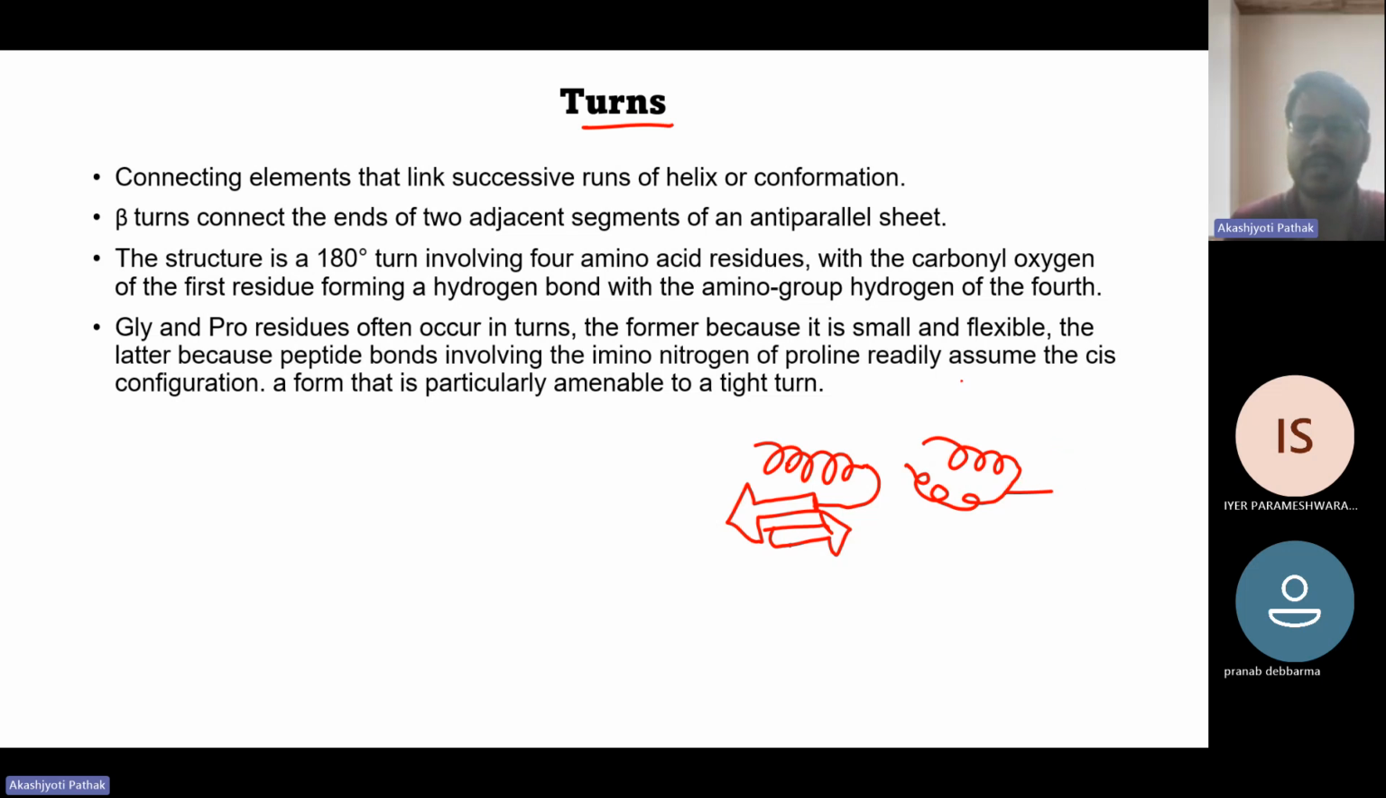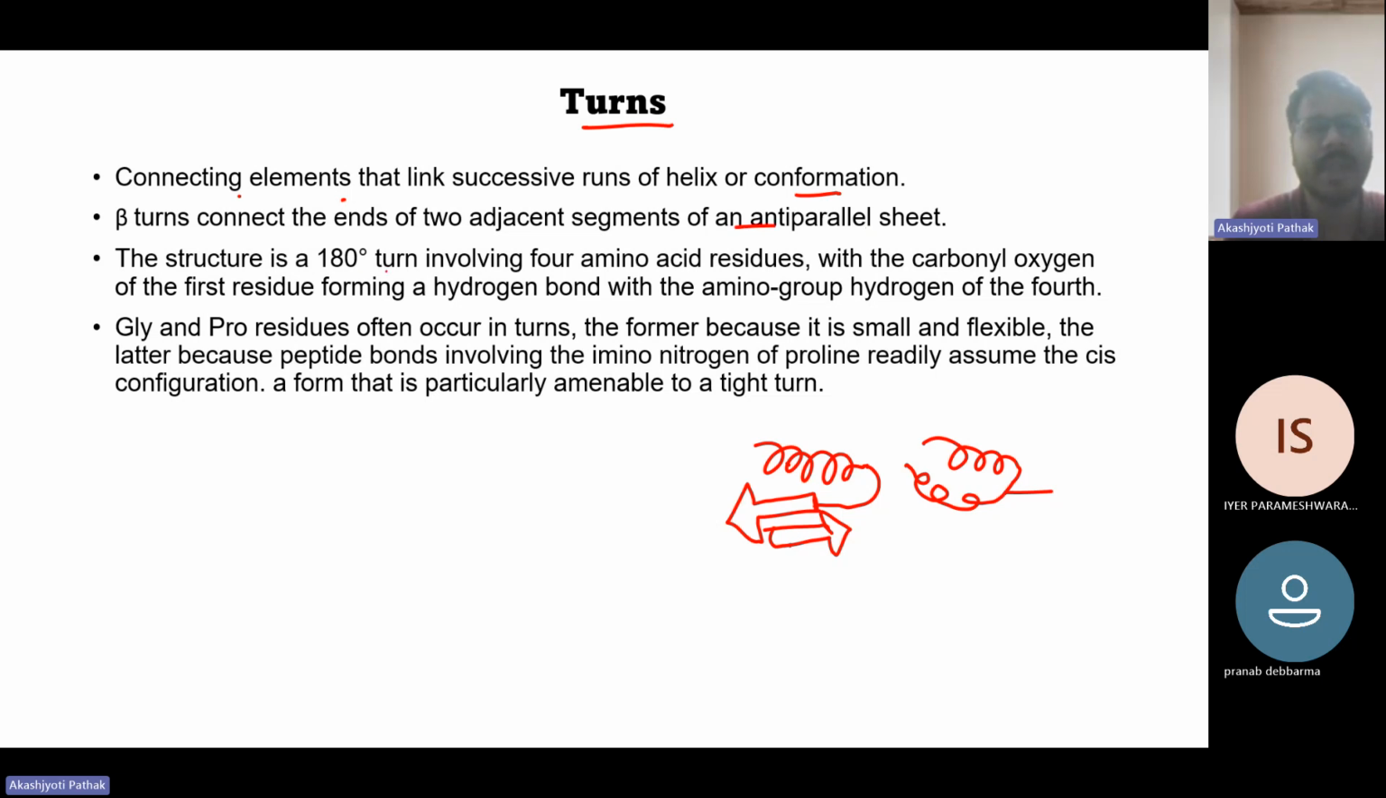So basically, what are turns? The turns are the connecting elements that link successive runs of helix or beta conformation. So the connecting elements that are present between the helix or beta conformation are called turns, and the most common turns are the beta turns. The beta turns connect the ends of two adjacent segments of an anti-parallel sheet. So if you see two beta sheets, these two beta sheets also remain connected by the beta turns.